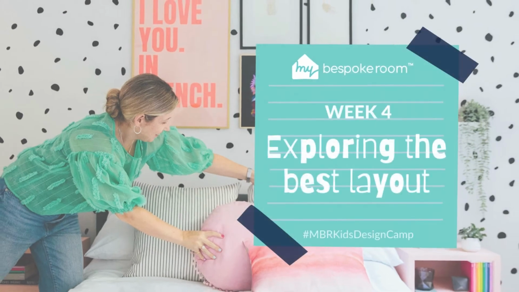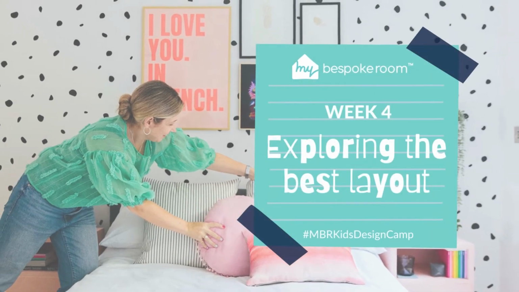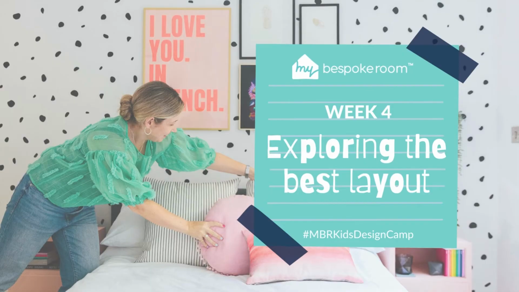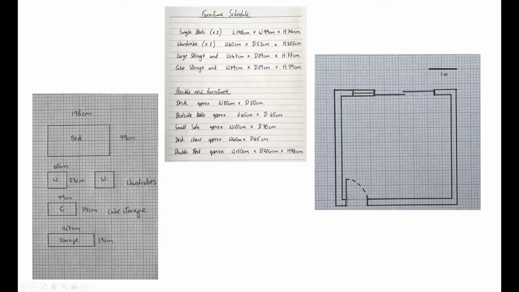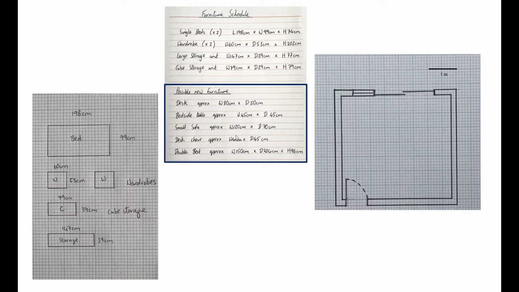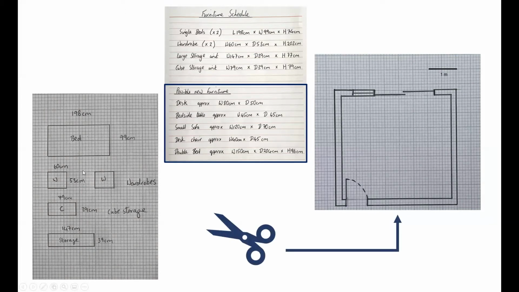Let's start by exploring the best layout for your room using your graph paper. So let's take the graph paper to-scale plan that you've got, along with the existing furniture that you might want to keep that you've already cut out, and then have a little look at your furniture schedule, and if there's any possible new furniture you want to include in your room, now is the time to draw that out using your graph paper in the same way as you did here, and then cut out those templates.